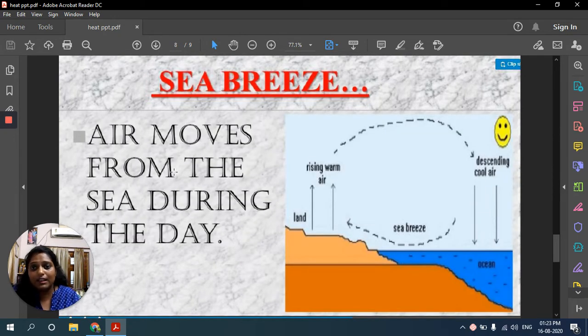Sea breeze. Air moves from the sea during the day. During the night, land breeze takes place and during the day, sea breeze. Now, during the day, land becomes hotter as it's a good conductor of heat, so it absorbs the heat faster. When it absorbs the heat, it will become very hot and the air which is closer to the land will also become warmer and it will start rising up. Air above the sea is cool, so the cold air from the sea will move towards the land. This is called sea breeze.